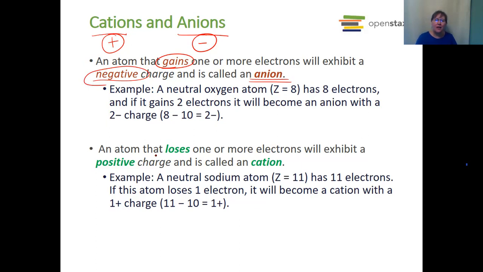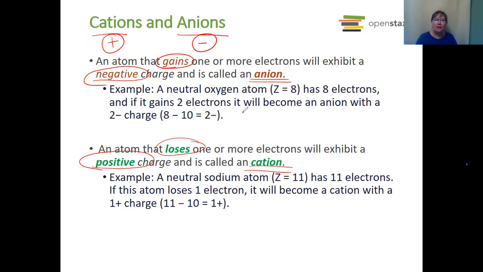And then on the other side of that, an atom that loses 1 or more electrons will exhibit a positive charge and is called a cation. And neutral sodium will do this. It'll lose an electron to become a sodium ion. Okay, so let's take a look at what that would be.